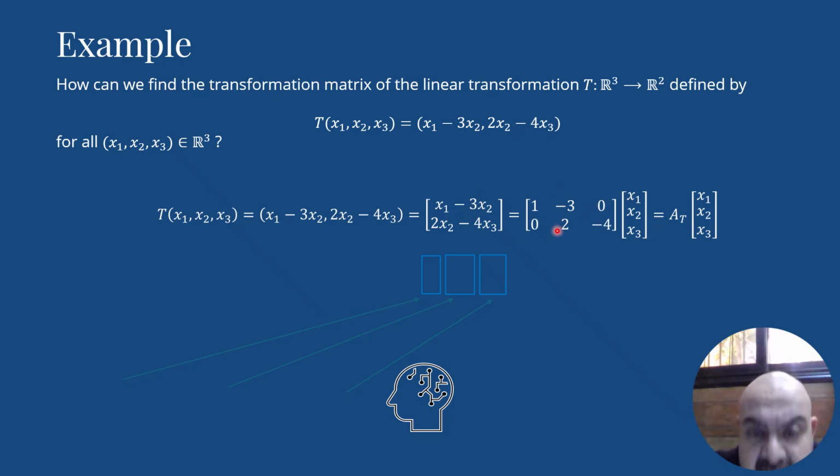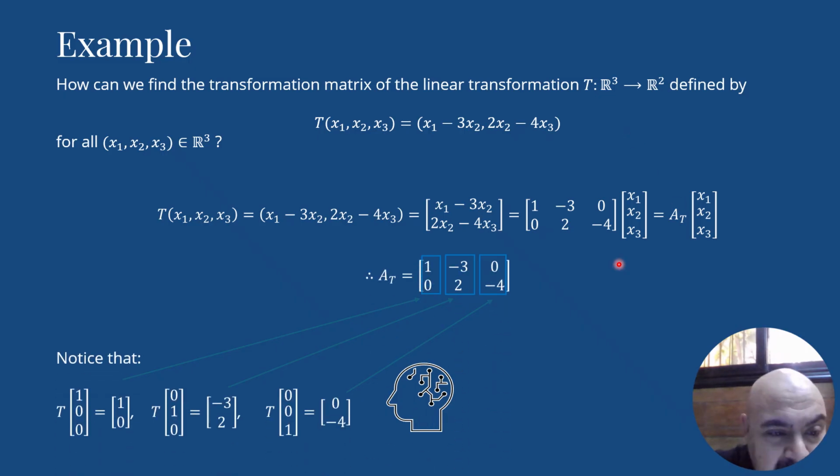I can get this matrix once more by using the columns of a unit matrix from the input dimension. If I use 1, 0, 0 for the input vector and substitute in this transformation, the result will be 1 and 0. If I use 0, 1, 0 in this transform, the result will be negative 3 and 2, and that's the second column. If I use 0, 0, 1, the result will be 0 and negative 4, as you can see.